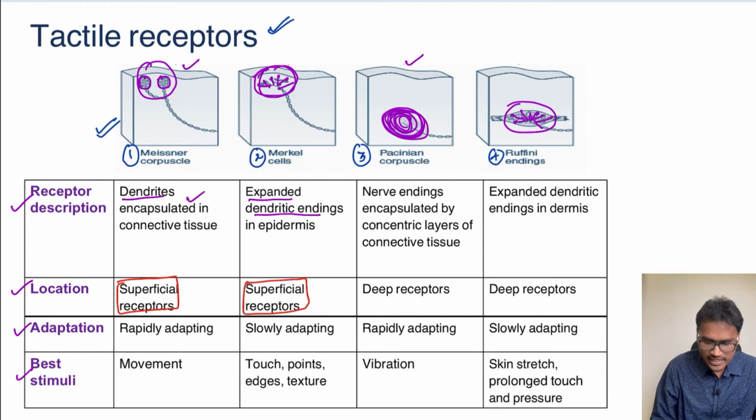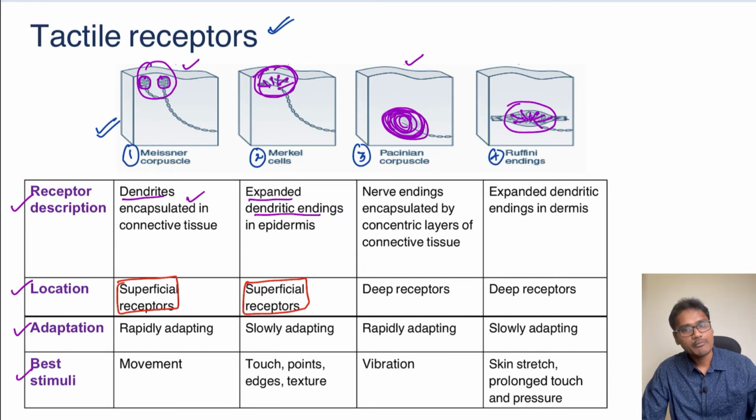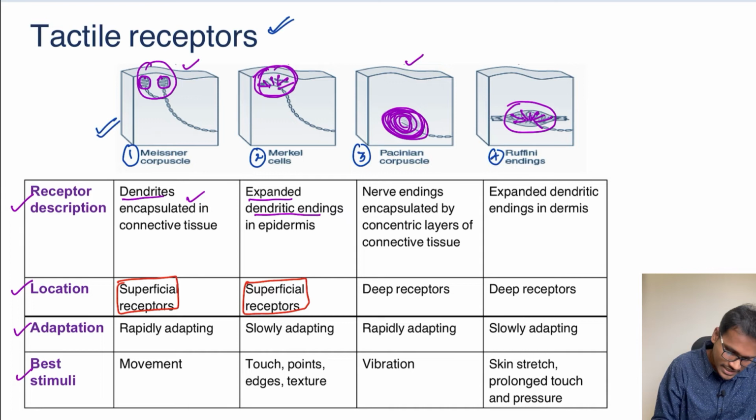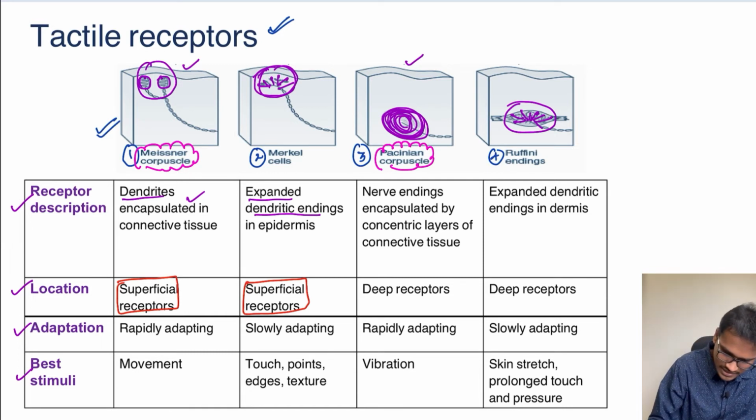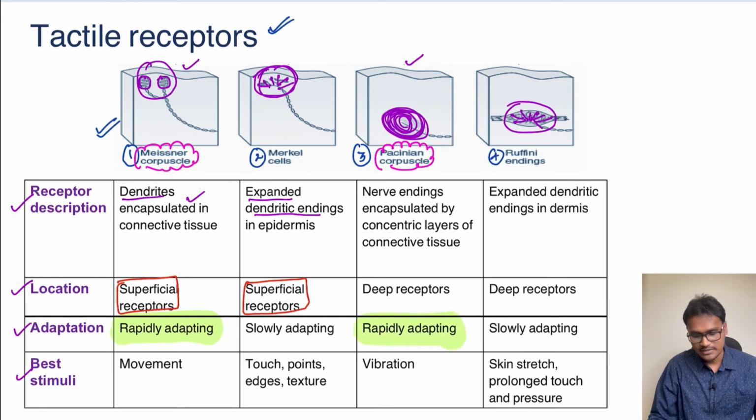Whereas the next two, that is the Pacinian and the Ruffini, are located deeply, so they are called deep receptors. And the two corpuscles are rapidly adapting receptors. Remember it like that: the two corpuscles which are encapsulated, we saw them already together, that is the Meissner's corpuscles as well as the Pacinian corpuscles. We can see here clearly both of them are rapidly adapting, whereas the other two, that is the Merkel and the Ruffini, are slowly adapting receptors.